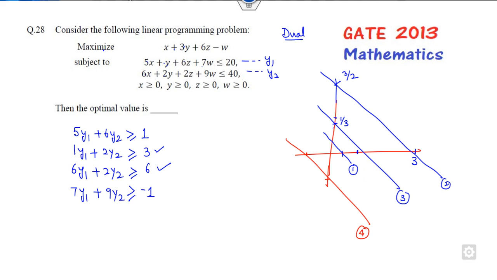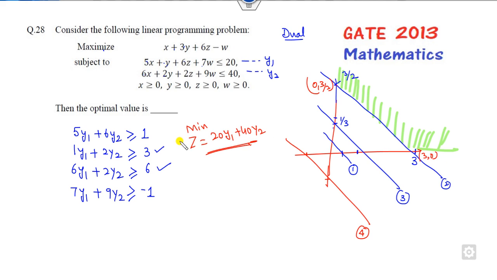Now what is the remaining portion? You have to find all those portions which are greater than here. Only these are satisfied. So what are the corner points? 0 comma 3 by 2 and 3 by 2 comma 0. The objective function of the dual is minimization of 20y1 40y2, and we know that the optimal value of the dual and the optimal value of the primal are the same. The value of z here is 60, and the optimal value here is again 60. So the minimum of 60 and 60 is 60, and that is the right answer of this problem.